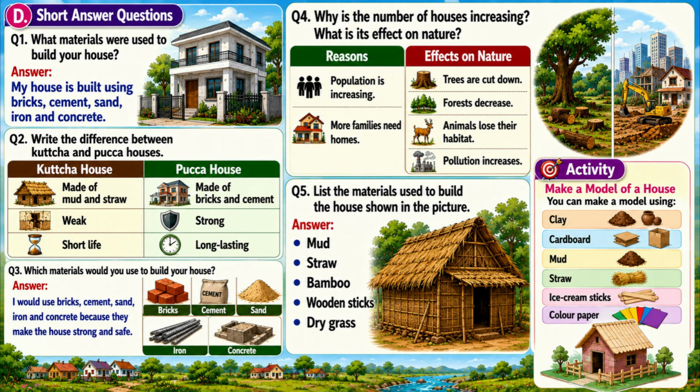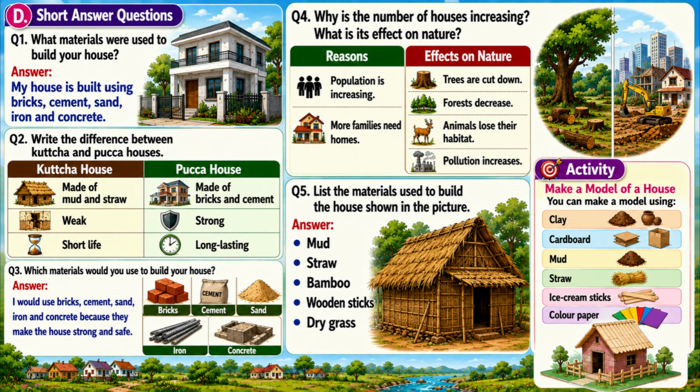Now, let us continue with the short answer questions. Question 1. What materials were used to build your house? Answer. My house is built using bricks, cement, sand, iron and concrete. Question 2. Write the difference between kutcha and pakka houses. A kutcha house is made of mud and straw. It is weak and has a short life. A pakka house is made of bricks and cement. It is strong and long-lasting.